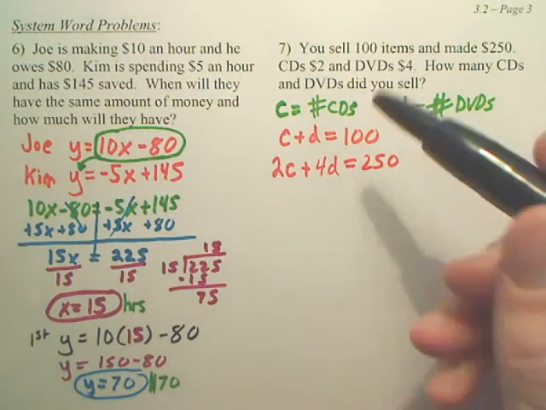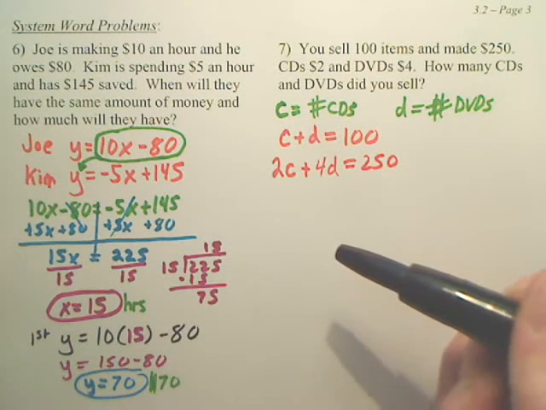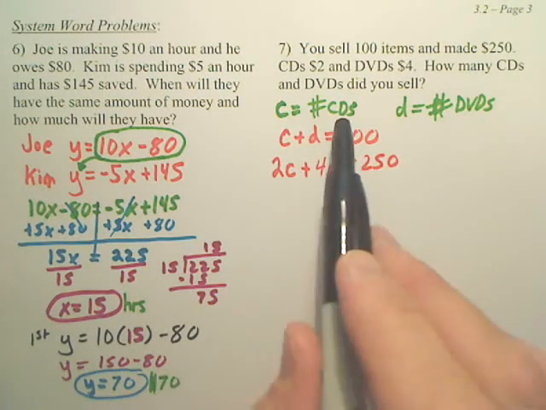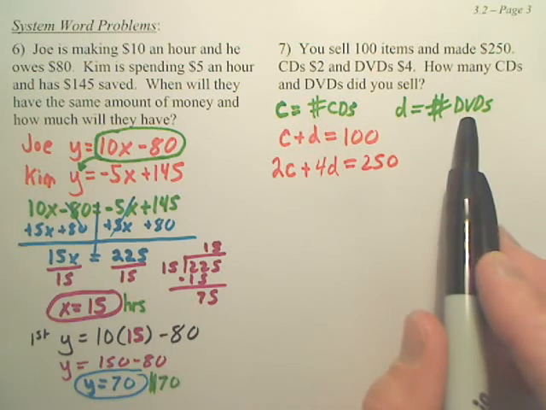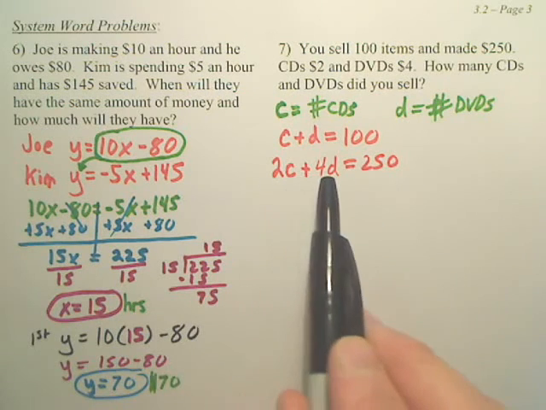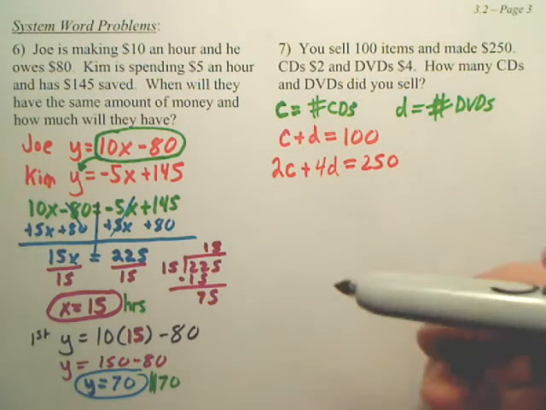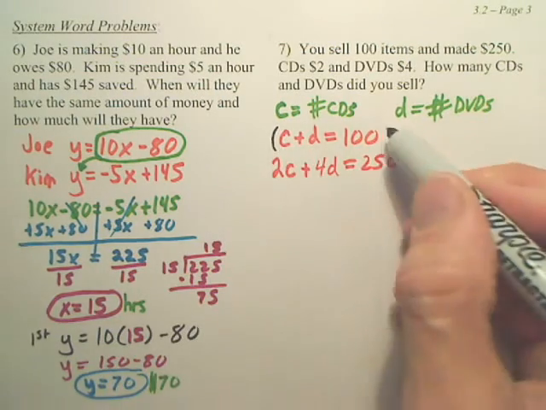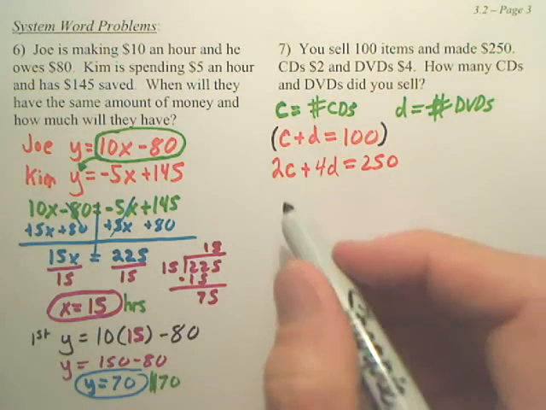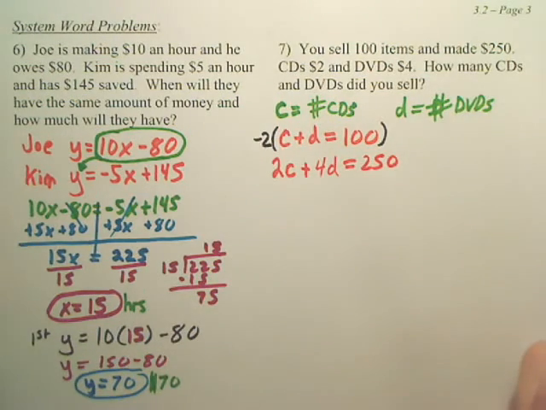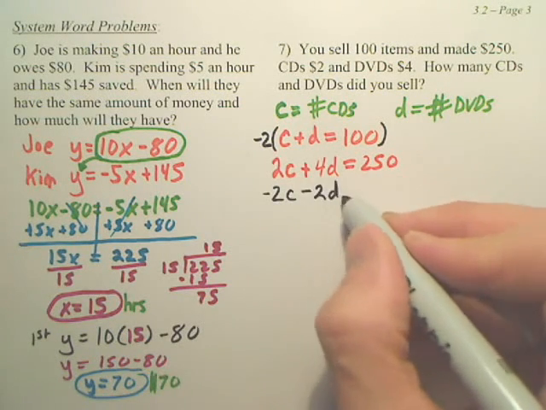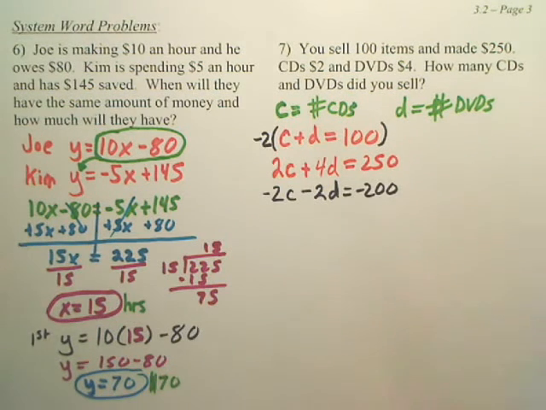Do you see 2 equations? Do you see a simple elimination process coming up? I want to find C and D, don't I? I want to find the number of CDs and number of DVDs. Given 100 sold, given $250 altogether, given $2 per CD and $4 per DVD. You could use substitution, but I'm going to use elimination. What do I want to multiply the top by so that maybe the C's, which are smaller, cancel? I want to multiply this by -2. I now have -2C minus 2D equals -200.